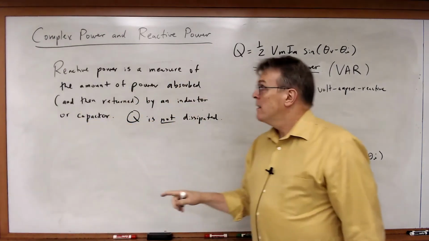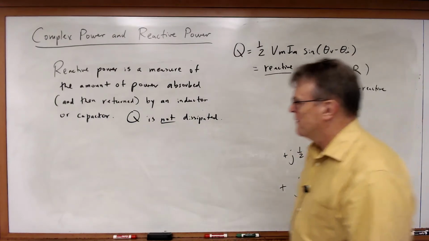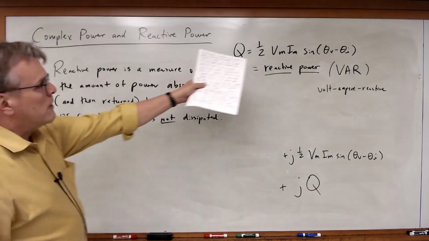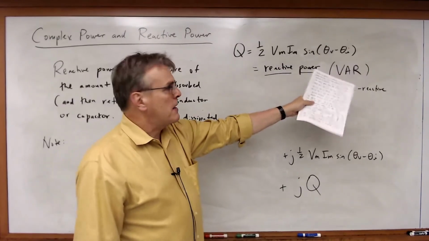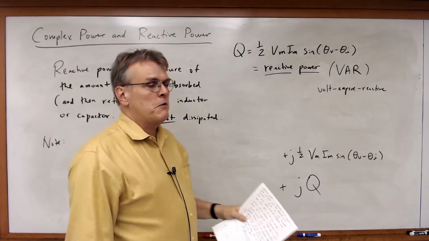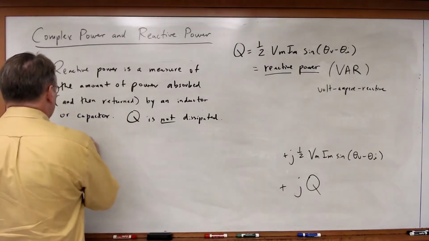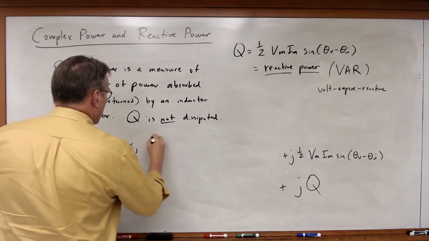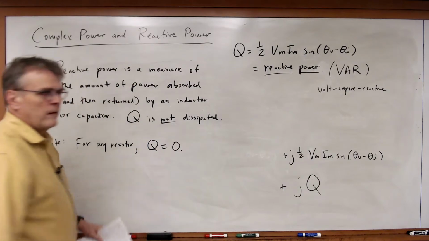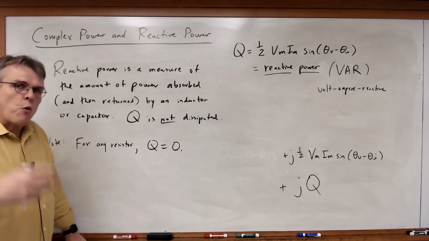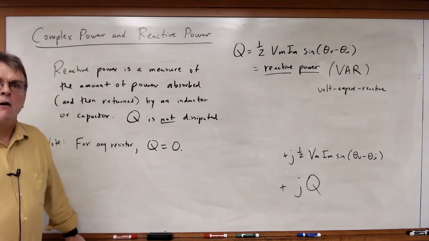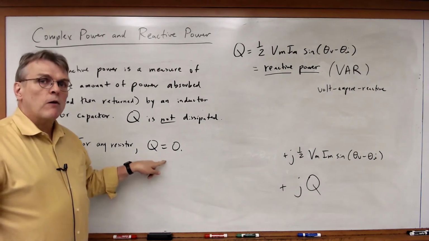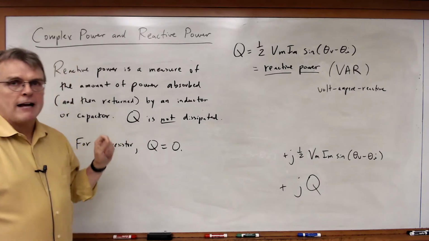Now, we note, given this definition up here, for a resistor, theta sub V and theta sub I are the same. Sine of 0 degrees is 0. So for any resistor, Q is equal to 0. In other words, resistors do not absorb and then store energy and then release it again. All they do is they dissipate it. So resistors have P. They have real or average power, but they have 0 reactive power.